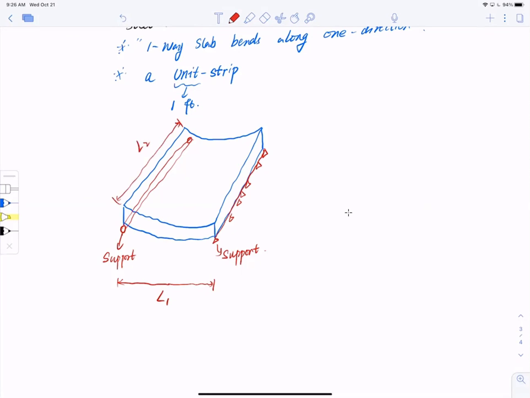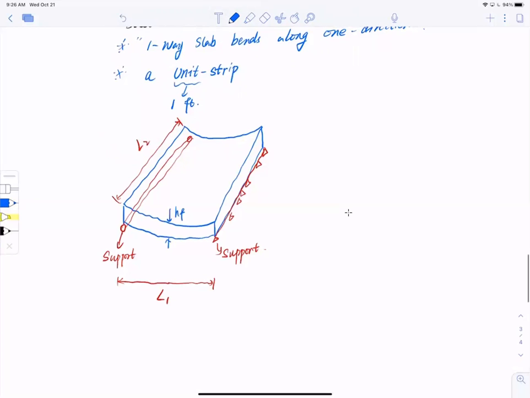Some other geometries we have to remember: the slab height, or the slab thickness, is HF. And when we design it, we said it's going to be a unit strip. What does it mean? Unit strip means it goes this way. This is a cross section, meaning every time we design it, we design the moment capacity per 1 foot, or 12 inches.